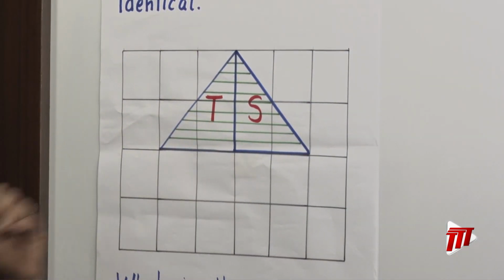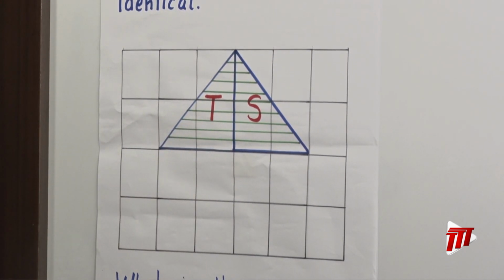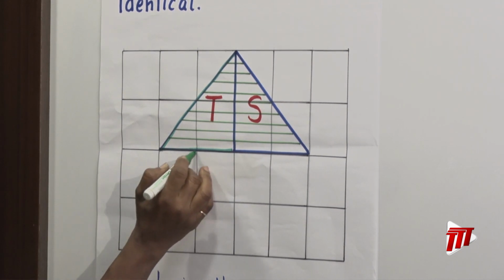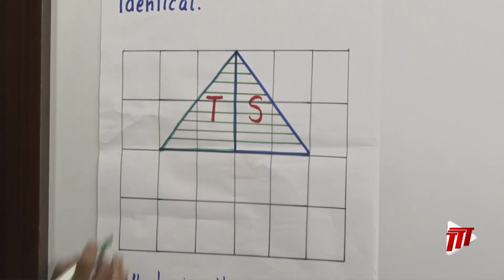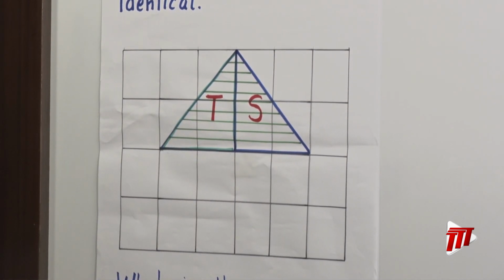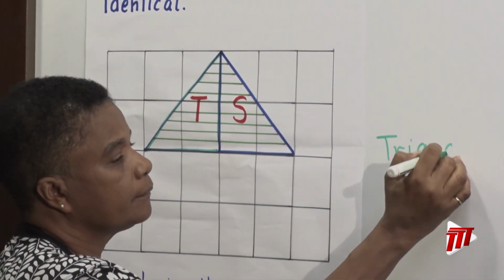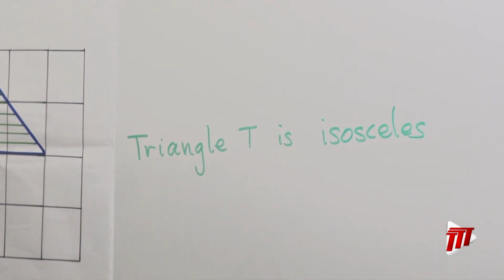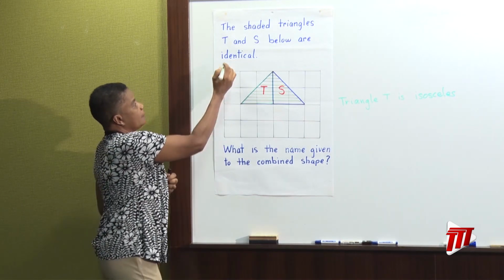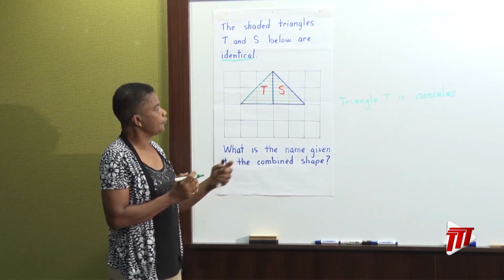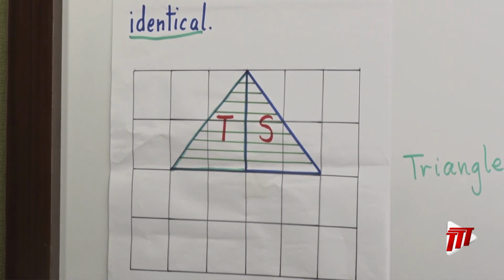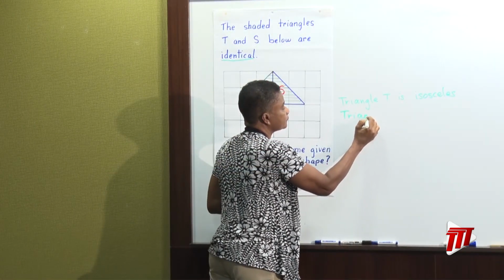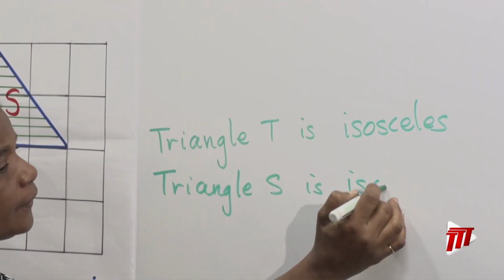Let's first have a look at triangle T. What type of triangle is triangle T? Let's see. Triangle T is 2 units by 2 units. Therefore, making triangle T, yes, an isosceles triangle. So triangle T is isosceles. Let's look at triangle S. The question says they are identical. Therefore, we should assume triangle S is also isosceles. Let's see. Triangle S has a base of 2 units and a height of 2 units. So triangle S is also isosceles.